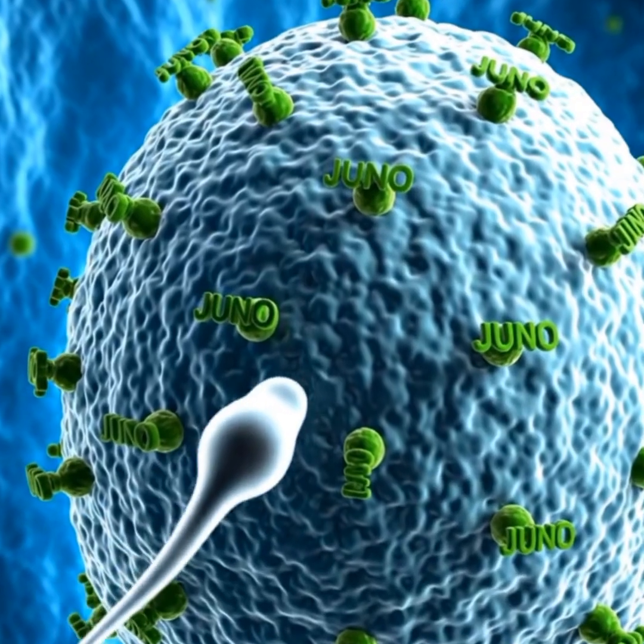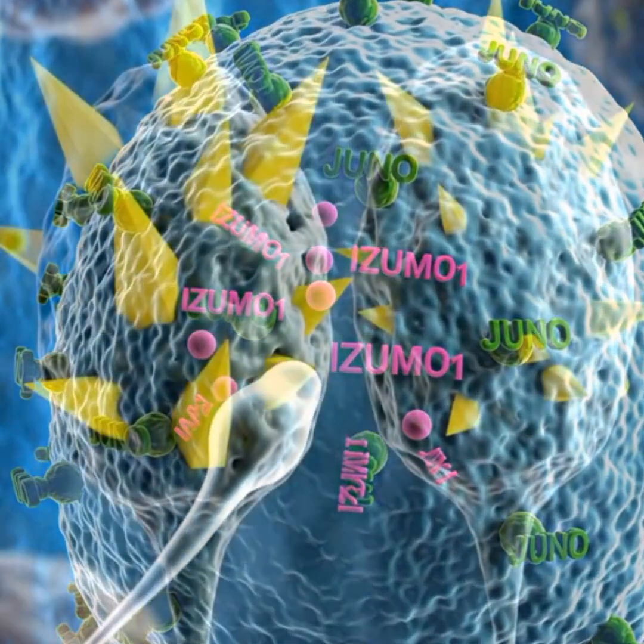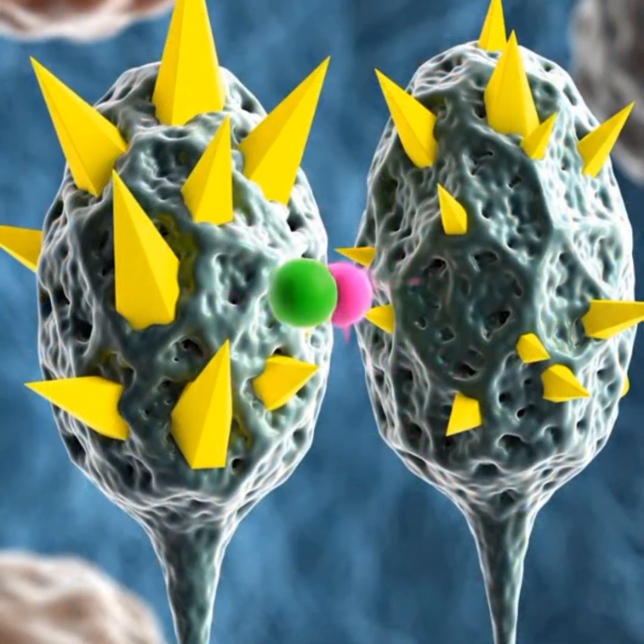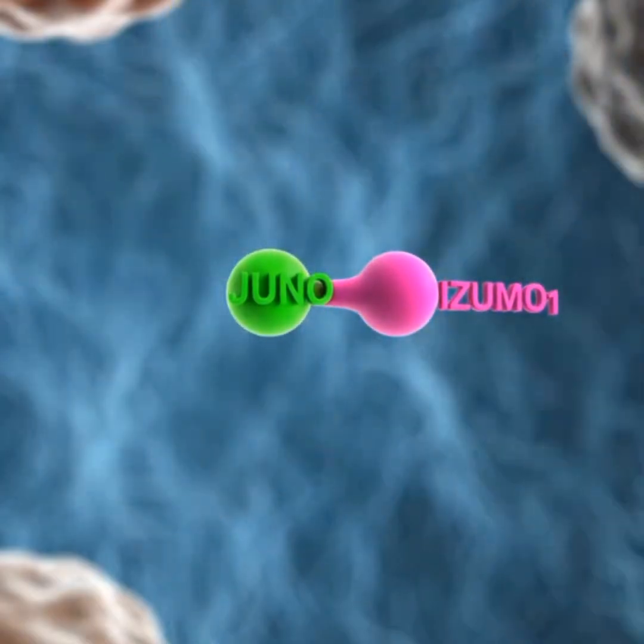Adhesion deficiencies. Once inside the perivitelline space, mammalian gamete membrane adhesion requires the interaction of oocyte Juno and sperm Izumo 1.